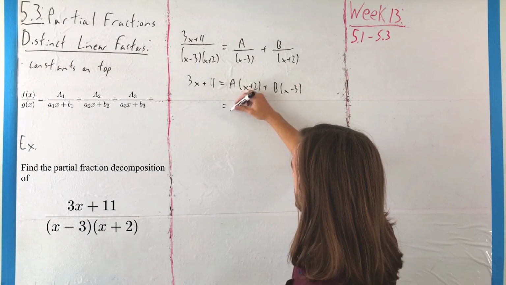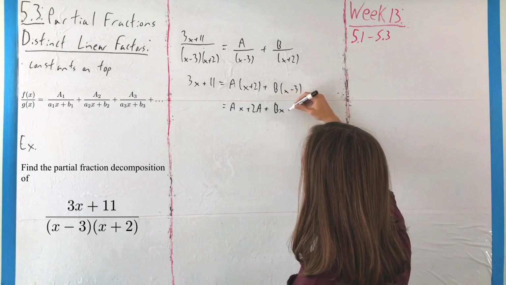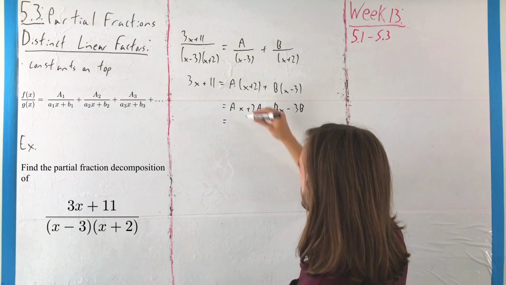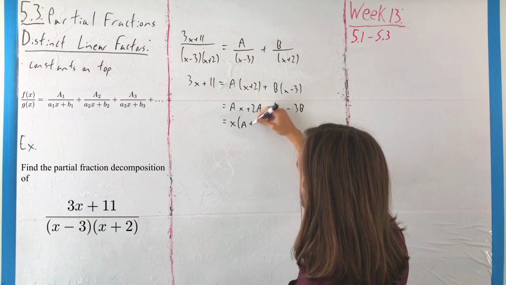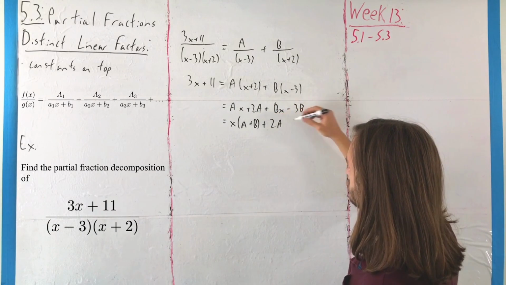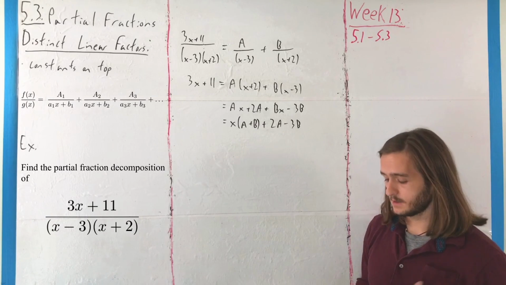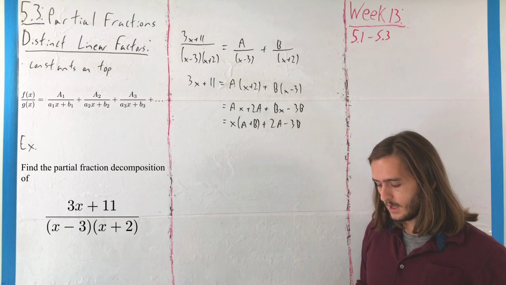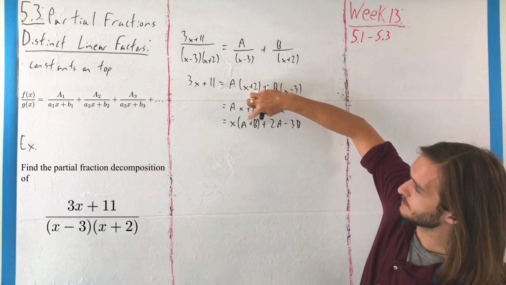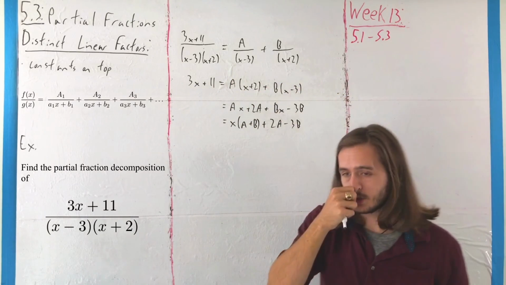We can rearrange our system here, and we would end up getting ax plus 2a plus bx minus 3b, or grouping up our terms, x times (a plus b) plus 2a minus 3b, where from there you could set up a system: 3 equals a plus b and 11 equals 2a minus 3b. That is, you could set yourself up a system where these coefficients have to equal that one and this coefficient has to equal those two.